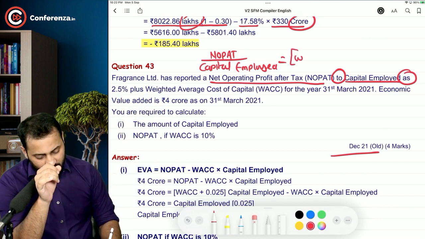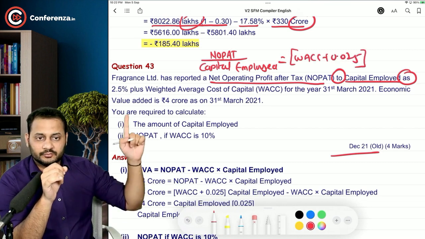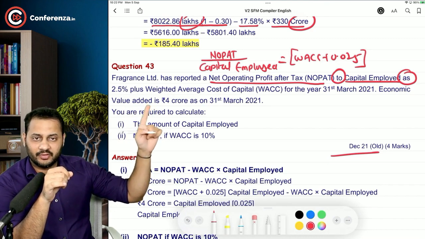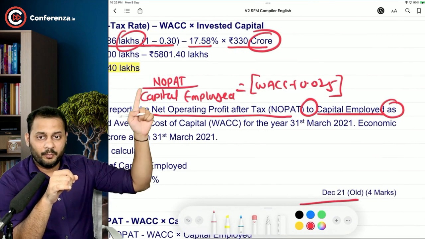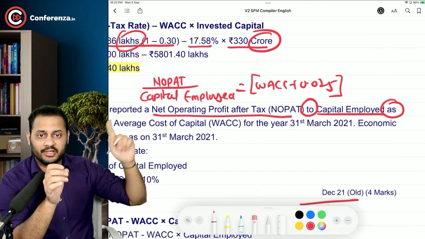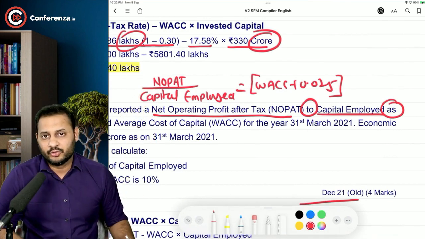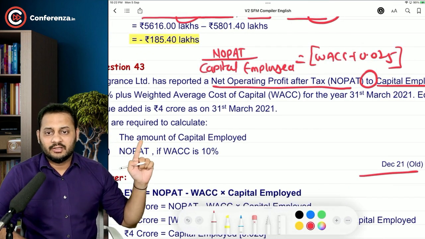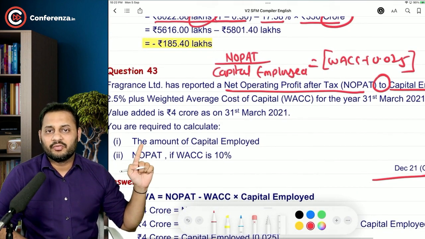So it is like WACC plus 0.025. Economic value added is 4 crore as on 31st March 2021. Understand, NOPAT divided by capital employed is equal to WACC plus 0.025. Cool. Now, they are asking us to calculate the amount of capital employed.